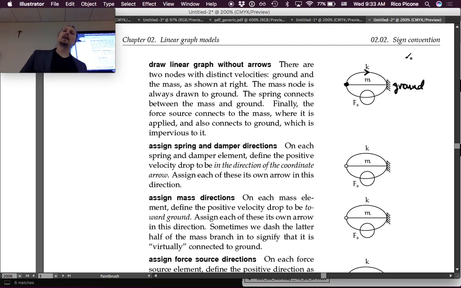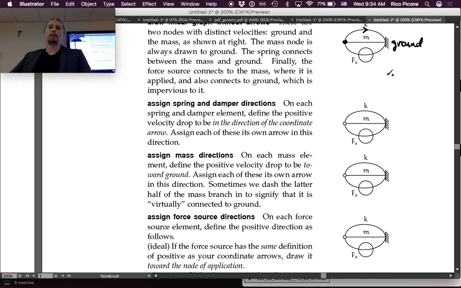And we drew it sideways, so that allowed us to draw it really in the same physical direction towards the right. But if we had drawn our linear graph oriented vertically, then this arrow would be pointing down, right? But really the big takeaway is it goes from the mass node to ground. That's the key. Left or right just depends on the way that we orient the graph. All right, so that's the spring and damper one.